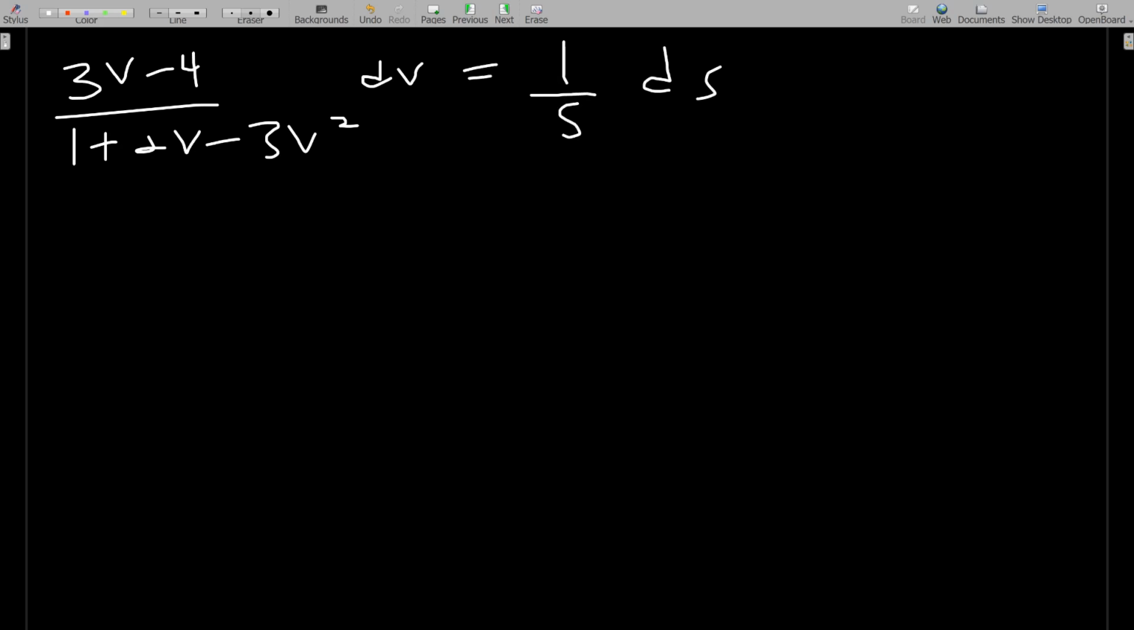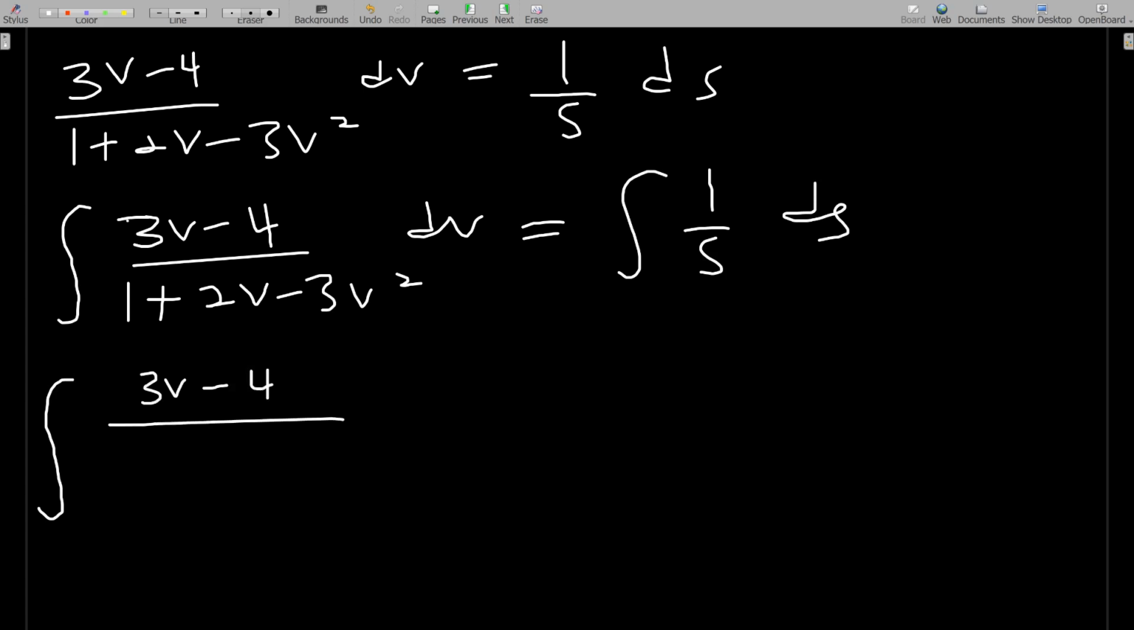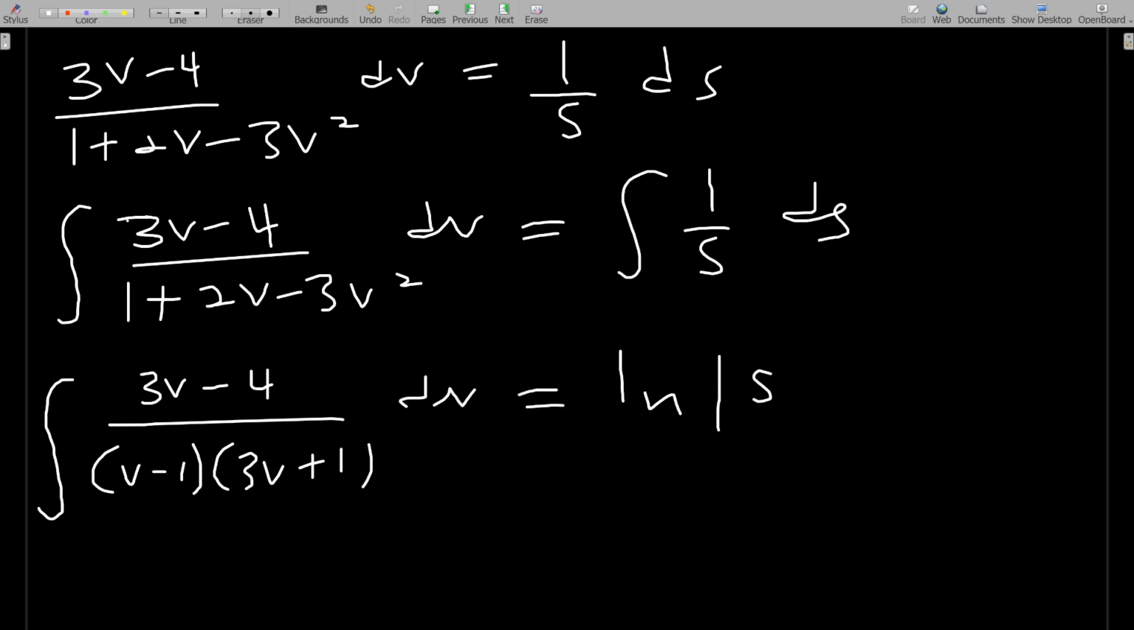And now you can integrate with the method of separation. Okay, we've been able to separate this. So if I integrate this side, 3v minus 4 over 1 plus 2v minus 3v squared dv, and this should be equal to the integral of 1 over s ds. Note that this integral is the same as 3v minus 4 over, when I factorize the denominator, I'll get v minus 1, 3v plus 1, then dv, should be equal to ln of s plus a constant c.